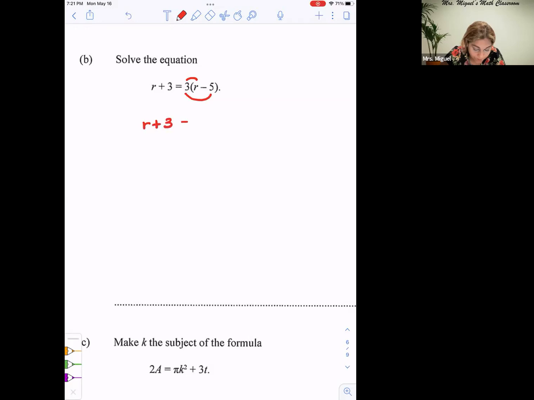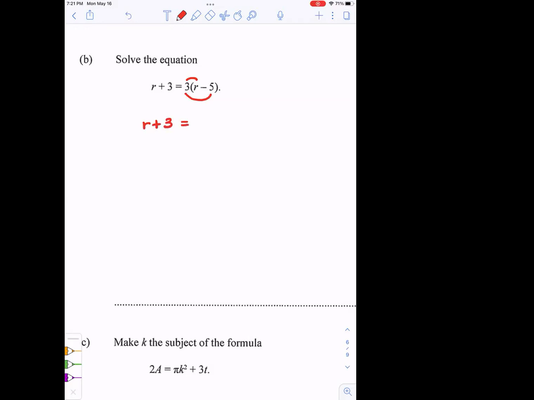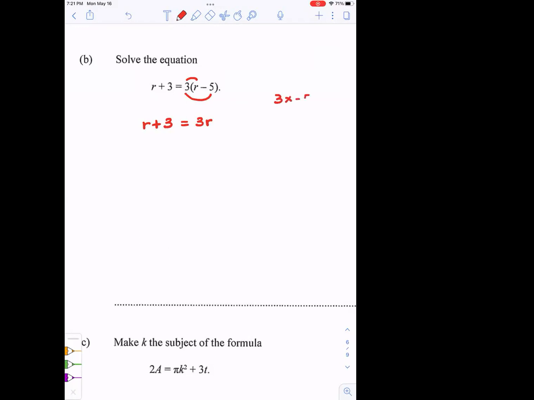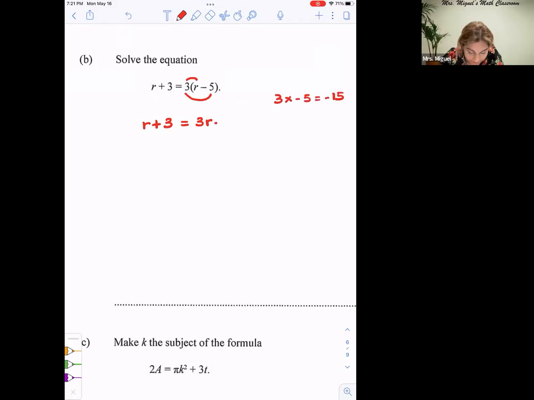All right, what is 3 by r? 3r. Right? And what is 3 by -5? -15. Notice that here we have more r compared to this side. So carry this on this side and carry the 15 on this side and solve for r. This is 2 marks that we can get. So try it.